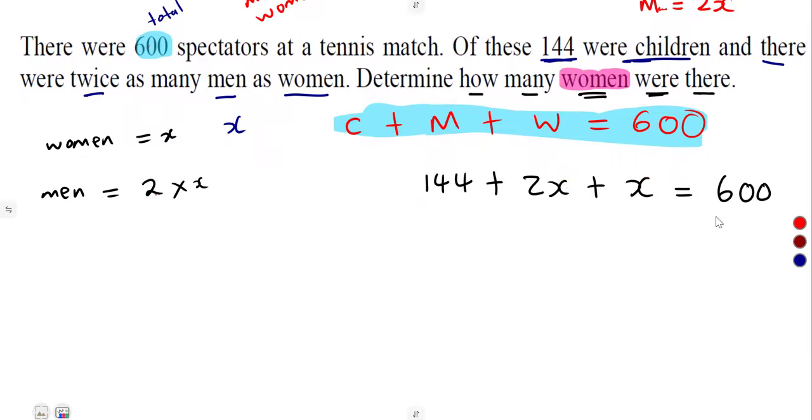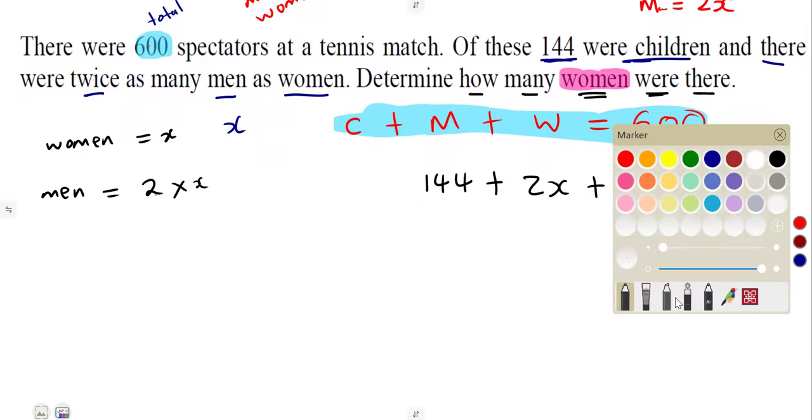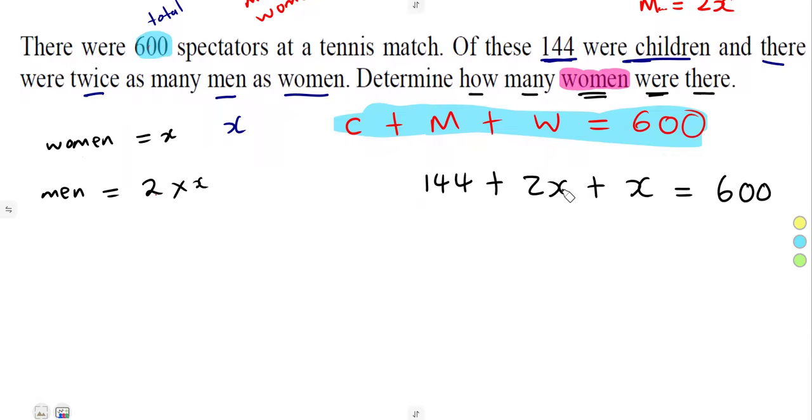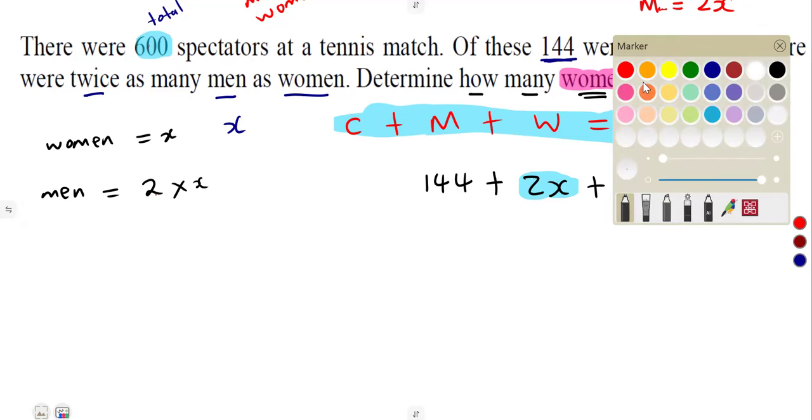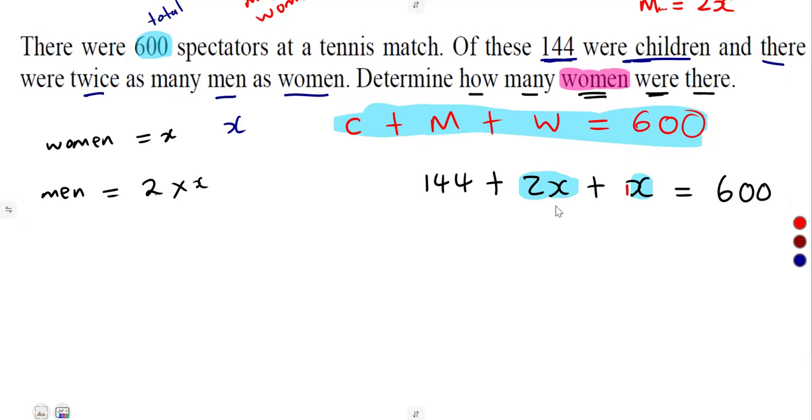So in our linear equations, we collect like terms, of which we already have the like terms on the left hand side of our equation. So simply add, simplify that. This is 1x. So it was going to be 144. 2 plus 1, that is what? 3x. So that is equal to 600. We can solve for x.